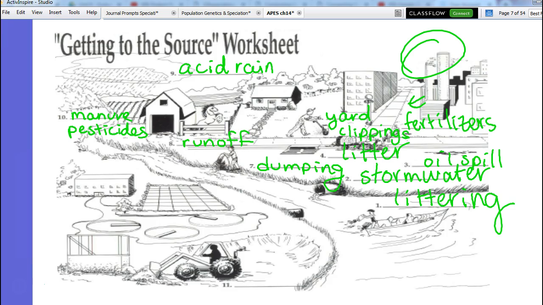Oh, yeah, sorry, I forgot about eleven. Yep, so this would be sediment. Thank you for reminding me. Are there any more? No. Okay, so sediment. Good.